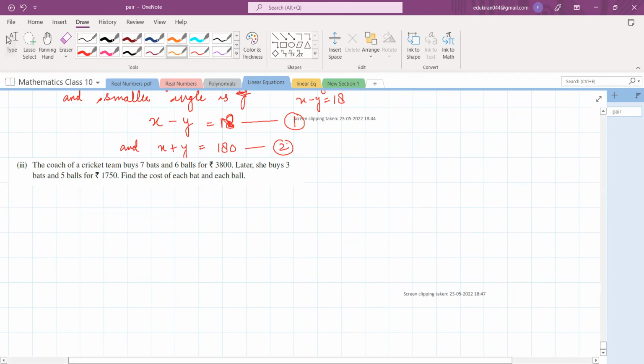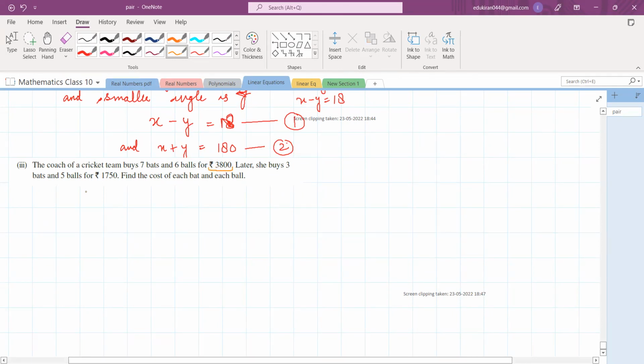The coach of a cricket team buys 7 bats and 6 balls. The similar kind of question we also did in the previous exercise, but there we were solving it graphically, if you remember, right? Now again we have to form two equations, but we will solve it by the method of substitution. The coach of a cricket team buys 7 bats and 6 balls, and the total amount he paid is this much.